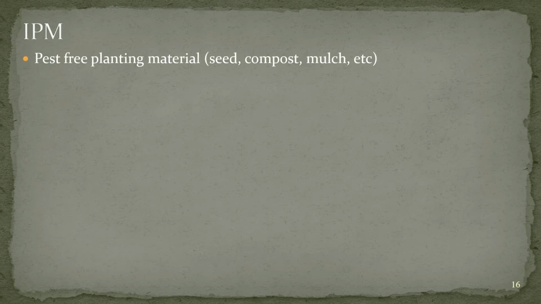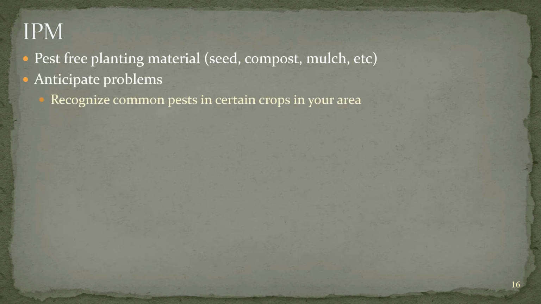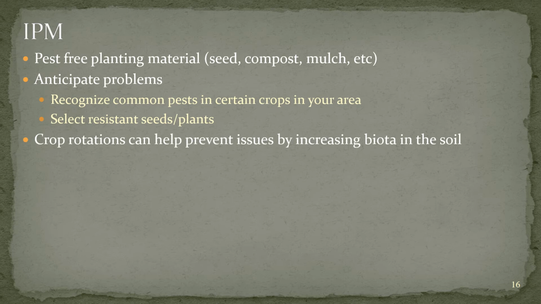A part of integrated pest management is pest-free planting material, making sure that we're using pest-free seed, pest-free compost, pest-free mulch, so that we're not bringing in problems. Instead, we're anticipating them. We want to recognize common pests in certain crops in your area and be prepared for them. Select resistant seeds or plants. Crop rotations can also help prevent issues by increasing biota in the soil.